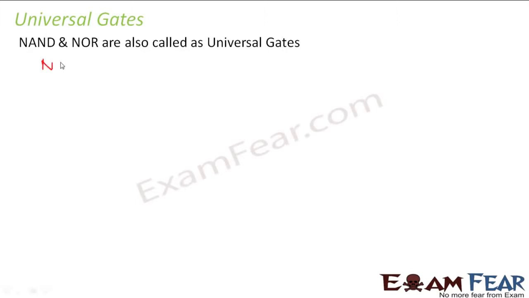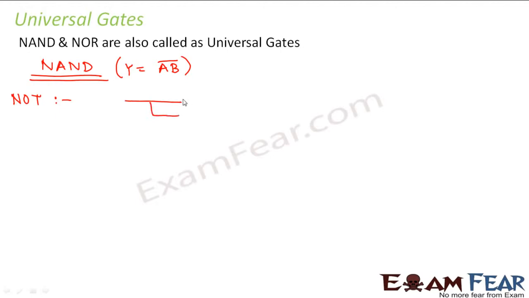So let us first look at how NAND gates act as universal gates. NAND gate is Y is equal to (AB) bar, right? First we will see how a NAND gate can act as a NOT gate. If you club the 2 inputs of the NAND gate into one, what would you get? If you give only one input to the NAND gate, what would be the output? The output would be nothing but Y is equal to A bar, right? So that means the NAND gate can be used as a NOT gate.